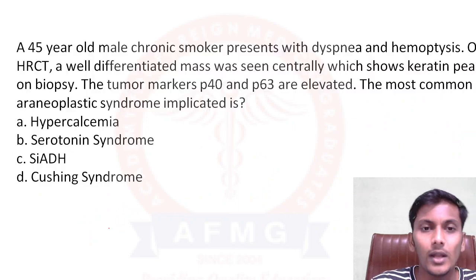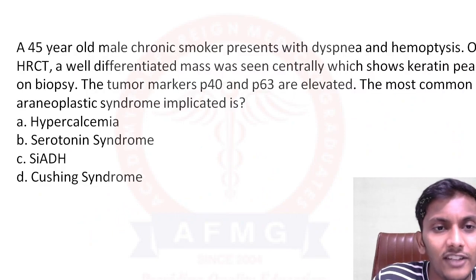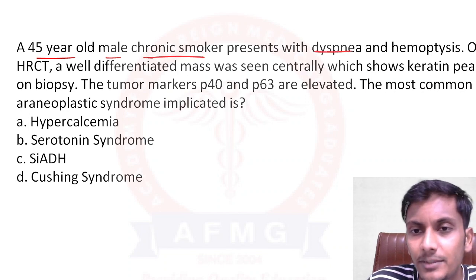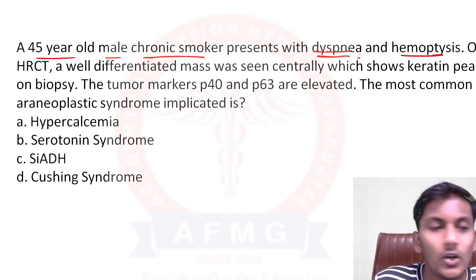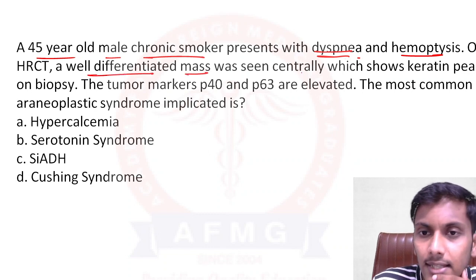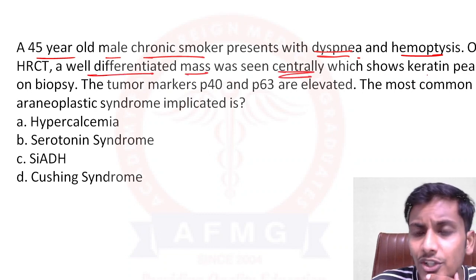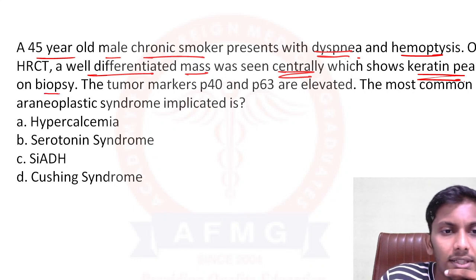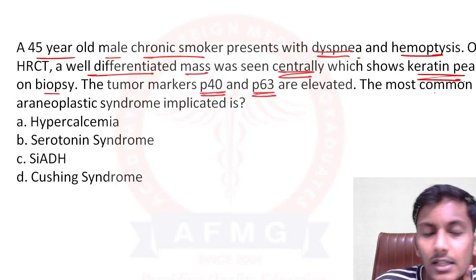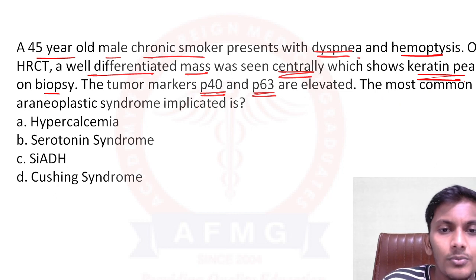Moving further, guys, now a 45-year-old male chronic smoker presents with dyspnea and hemoptysis. On HRCT, a well-differentiated mass was seen centrally, which shows keratin pearls on biopsy. The tumor markers P40 and P63 are elevated. The most common paraneoplastic syndrome implicated is?